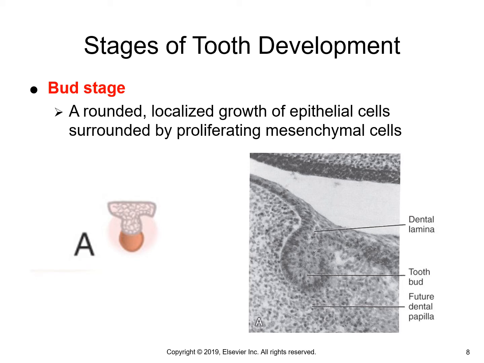Stages of tooth development. We start with the bud stage. This is a rounded, localized growth of epithelial cells that are surrounded by proliferating mesenchymal cells. So you can see in the picture to the right, it's pointing to the dental lamina, and you can see that round tooth bud and the proliferating cells that will be developing around this bud and will later become the dental papilla.